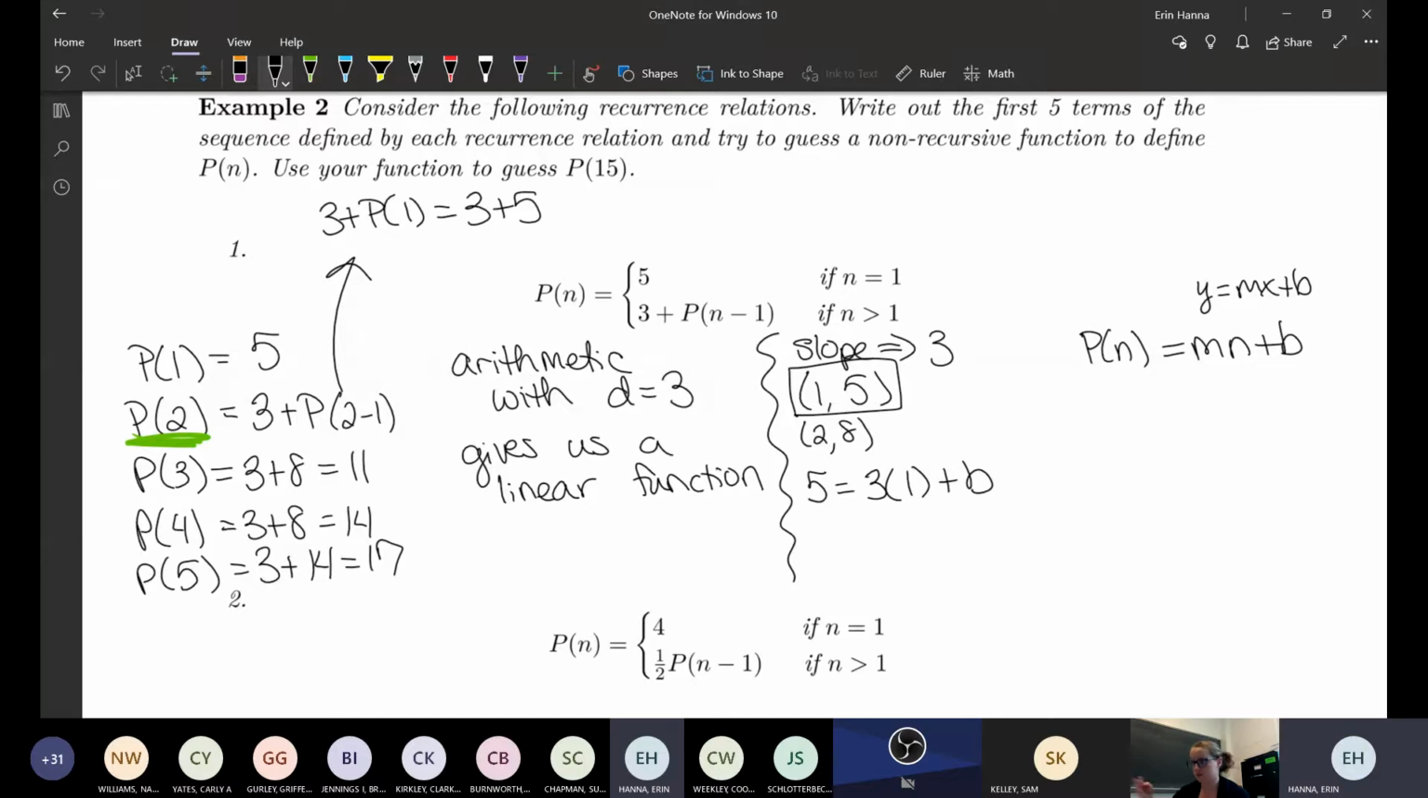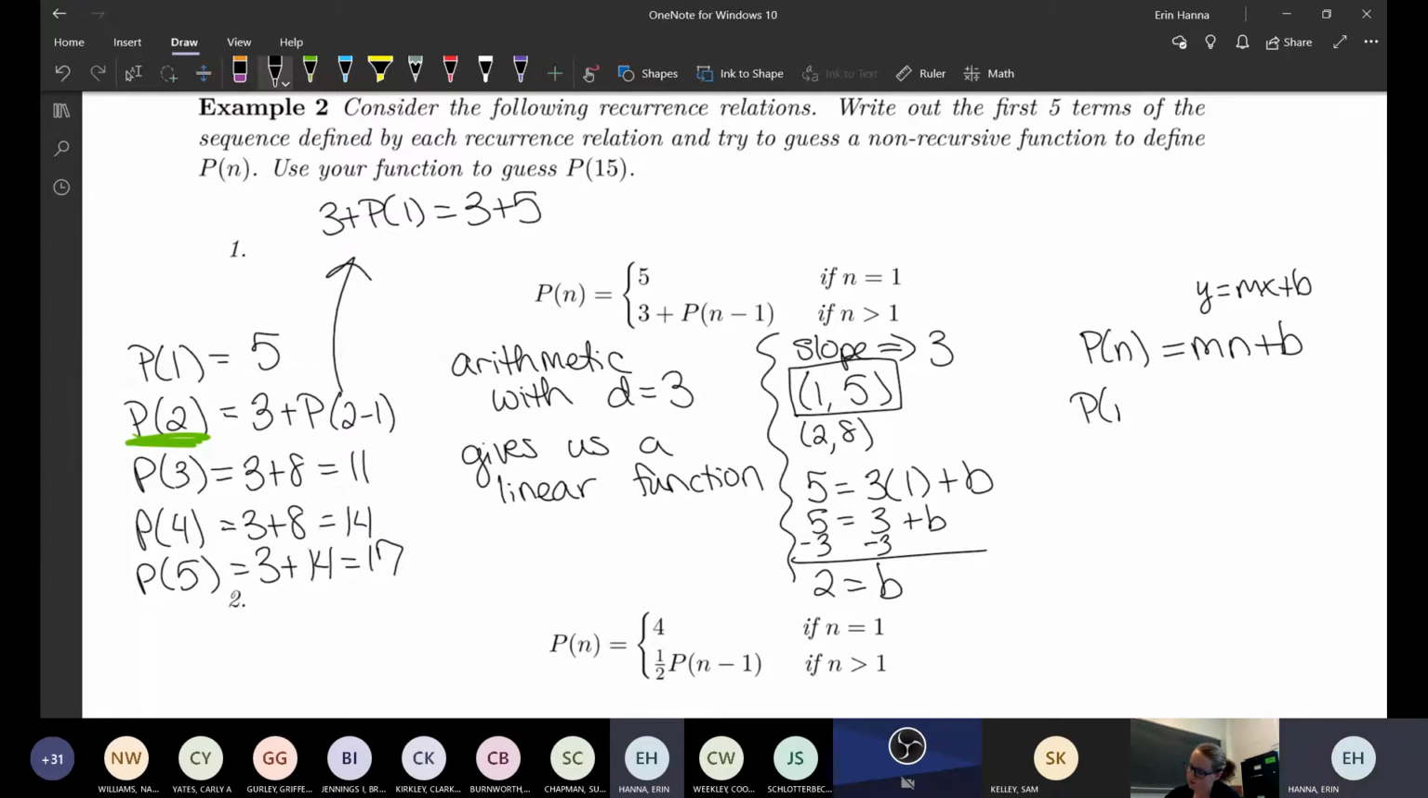Subtract 3 from both sides. Well, 3 times 1 is 3, so it's just 3 plus b, subtract 3 from both sides. Let me write this out in full, just in case: minus 3, minus 3. So we get that b is 2.